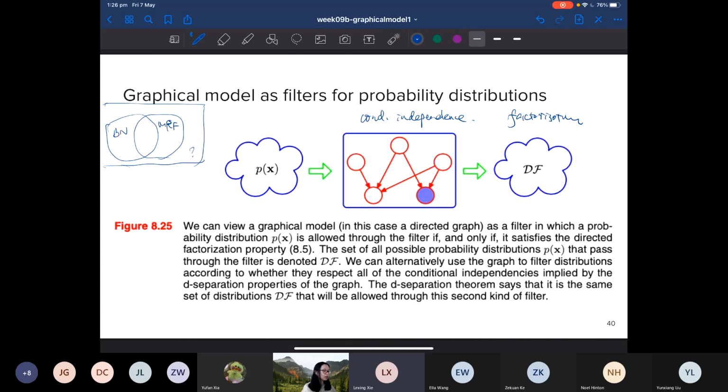Look at figure 8.34, which is what we will look at next time.